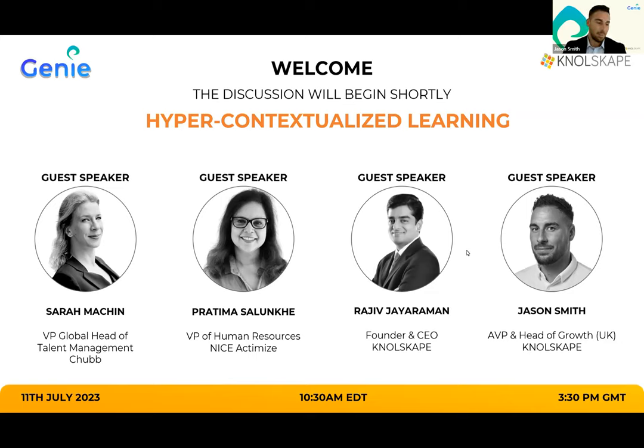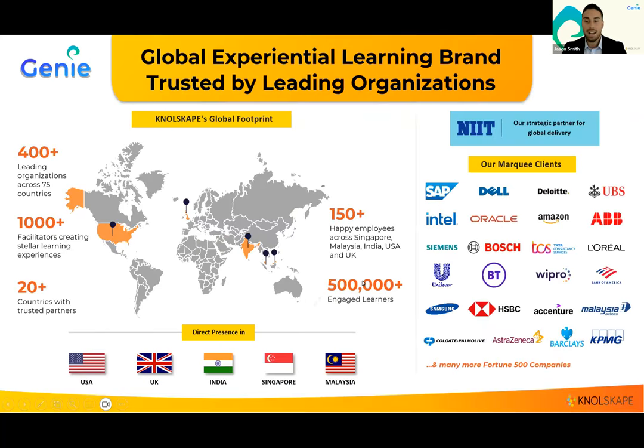A little bit about KNOLSKAPE and who we are, just so you've got some context. As mentioned, we are a global organization. Our expertise is in experiential learning. That's learning by doing. We truly believe that to unlock human potential and brilliance, there needs to be an element of learning by doing alongside traditional learning methods as well. So we really focus on that, and what hypercontextualized means within all of that. You can see some of our strategic partners there, NIIT, and some of the amazing clients that we get to work with globally, just to give you a sense of who we are.